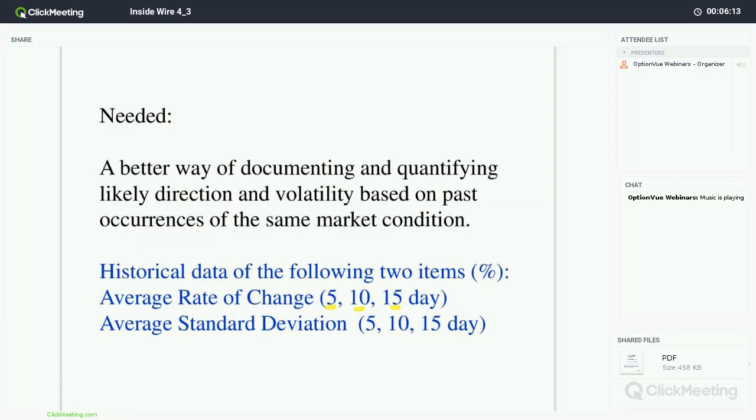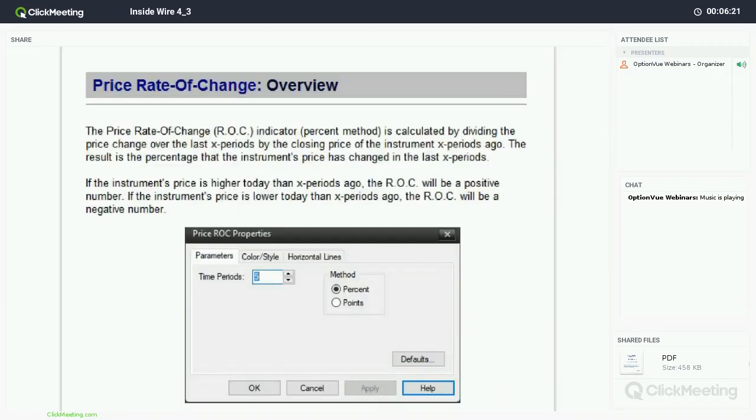And the other thing is to look at the standard deviation of those time periods moving forward. So let's take an example here. Let me just explain rate of change. This is within the Metastock program, and I am using Metastock's built-in function, the price rate of change indicator, and you can have it set to percent.